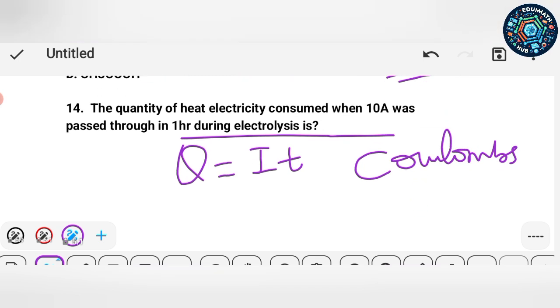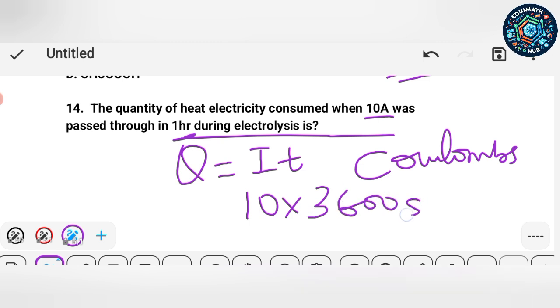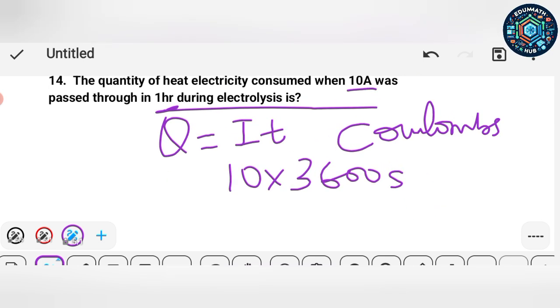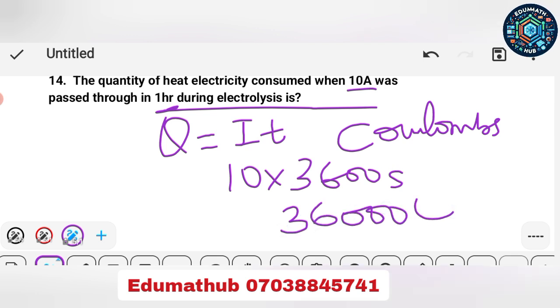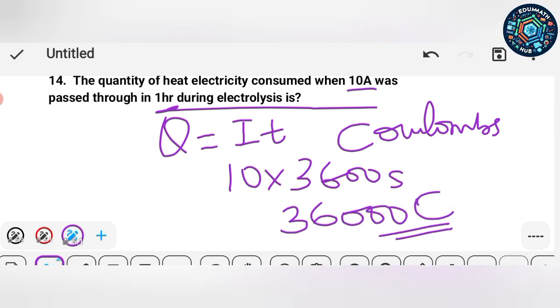So just check the current in the question. Current is 10 amperes, so that will be 10 times the time. You need to put this time in terms of seconds. So 1 hour is 3,600 seconds. So let's multiply these two. This will give you 36,000 coulombs. Okay, so that's the answer to that one.